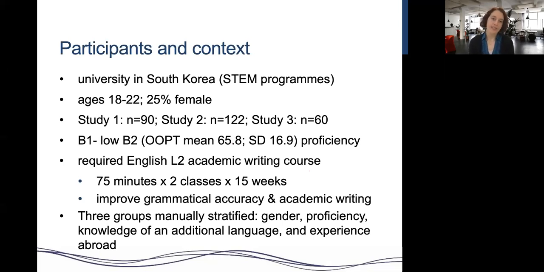In all three of the studies, the groups were manually stratified. They were not randomly assigned to groups, because with only 122 participants, it's too easy for the groups to become unbalanced. So instead, they were manually stratified to balance for gender, balance for L2 proficiency, balancing for knowledge of an additional language, balancing for experience time abroad, for example.